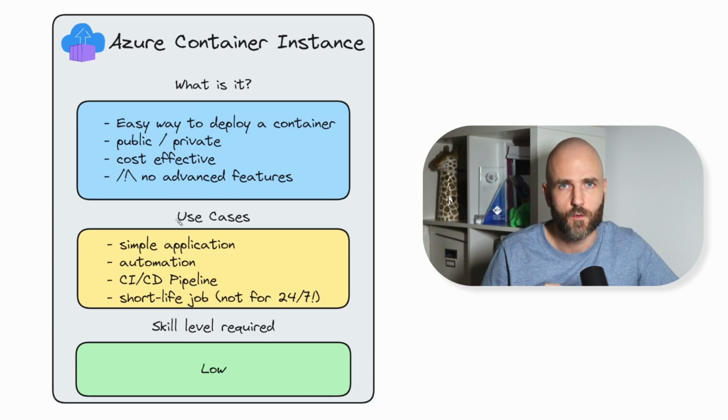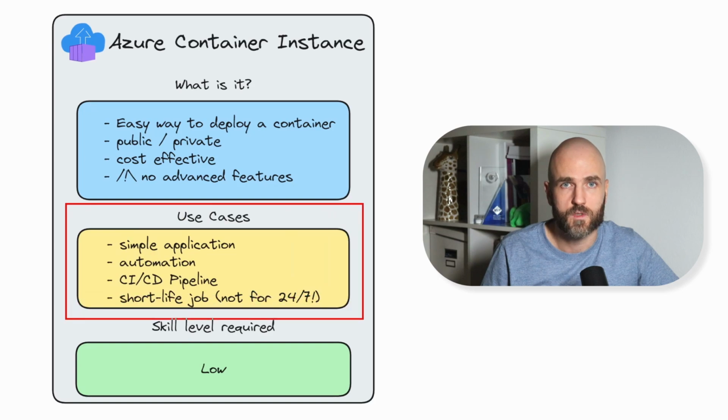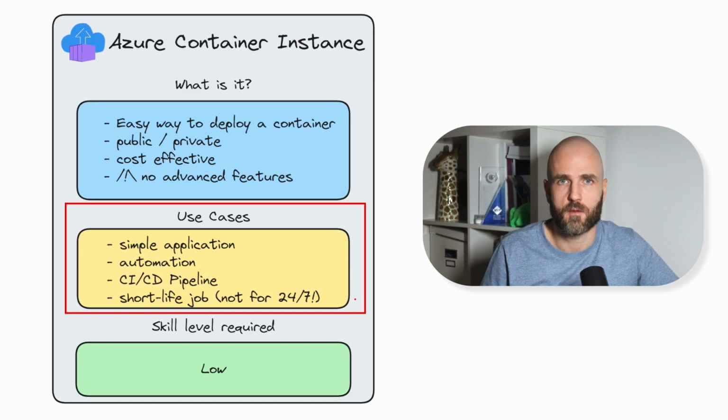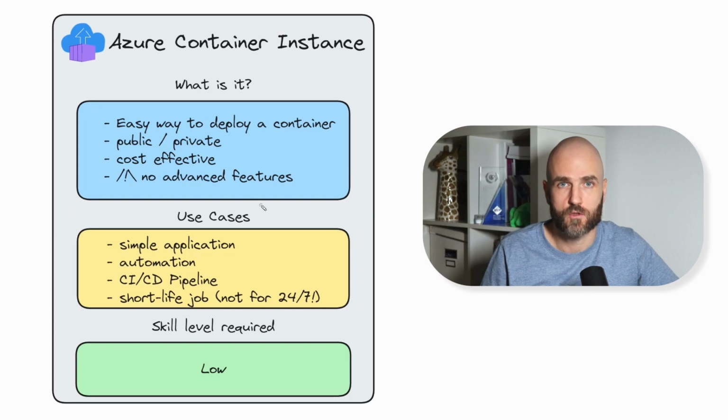So ACI is very useful for scenarios that require separate containers without orchestration. So think about simple applications, task automation, and CI/CD pipelines, for instance. It's also a good service for cost optimization because it stops charging once the job is finished. However, ACI is not ideal for services that need to run 24/7 or for scaling as it lacks built-in orchestrations.